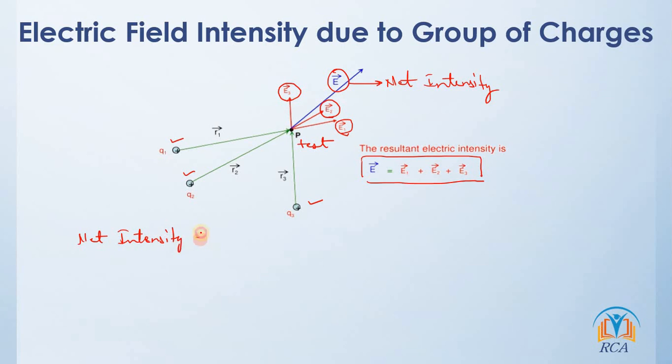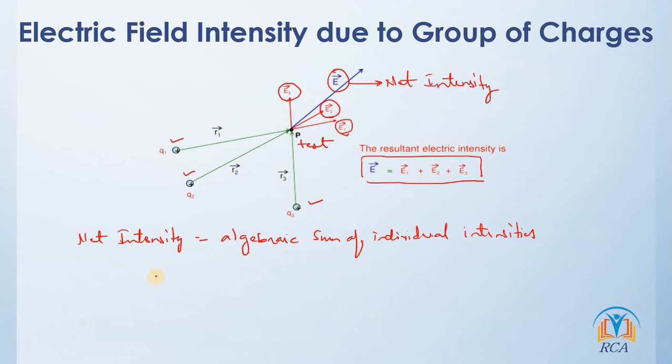The net intensity will be equal to what? It will be an algebraic sum of individual intensities. So the algebraic sum of the individual electric field intensities will give you the net intensity at a given point, and that will actually give you the electric field intensity due to a group of charges.